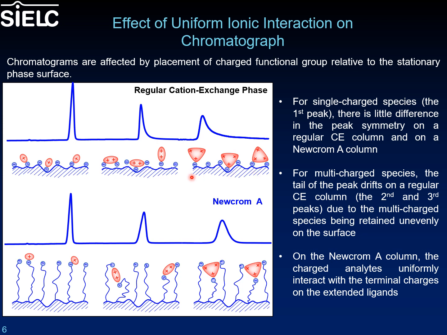This is due to charge being unevenly distributed along the stationary phase surface. Comparatively, with the Newcrom A column, you can see that with the doubly and triply charged analytes, the peak symmetry is substantially improved than compared to the regular cation exchange column. This is due to the charge being spread more uniformly across the stationary phase surface.